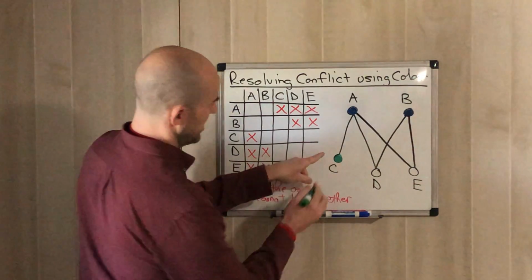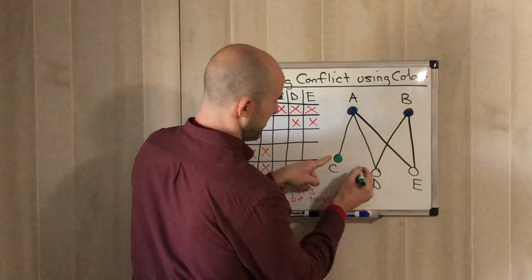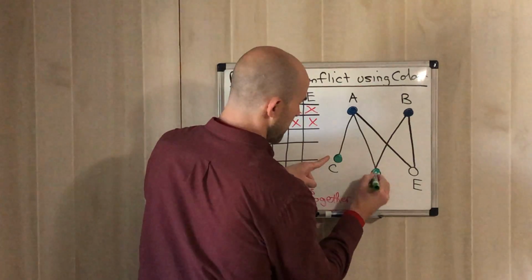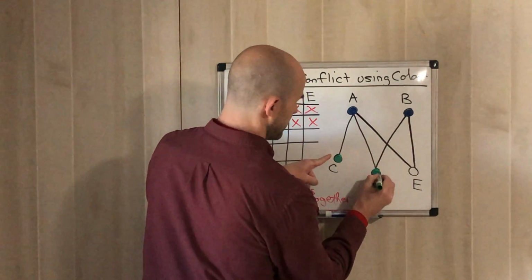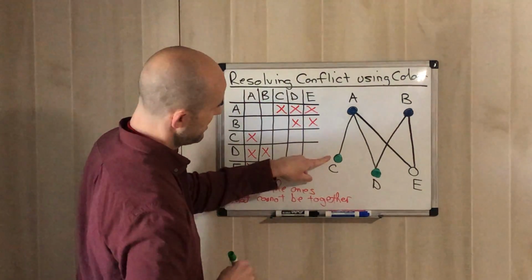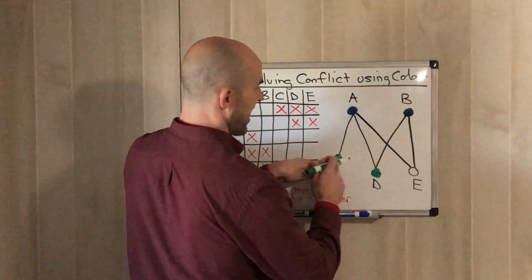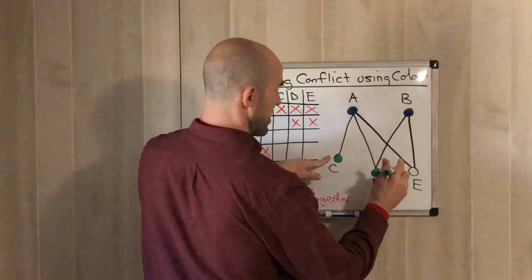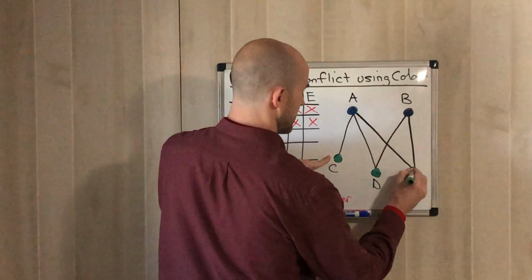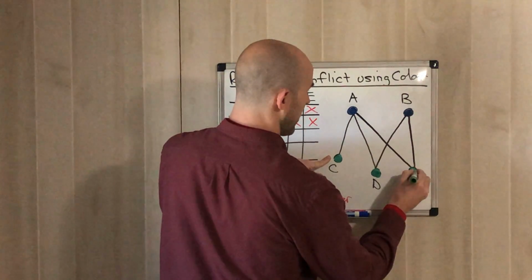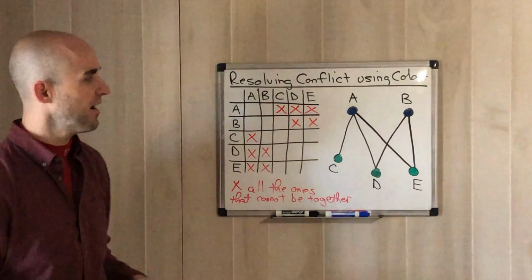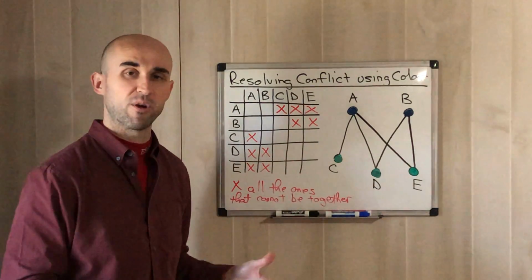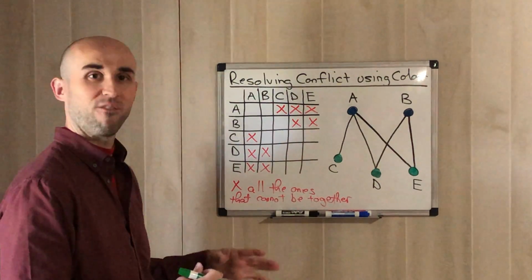Now, let's see. C and D, they're not connected, so this can be green, right? Let's look at this. C and E, they're not connected either. They can be green. And that's it. And we know we're done because we've already gone through every color, right? We filled in every single vertex that we could have possibly colored in, right? We have all our colors.